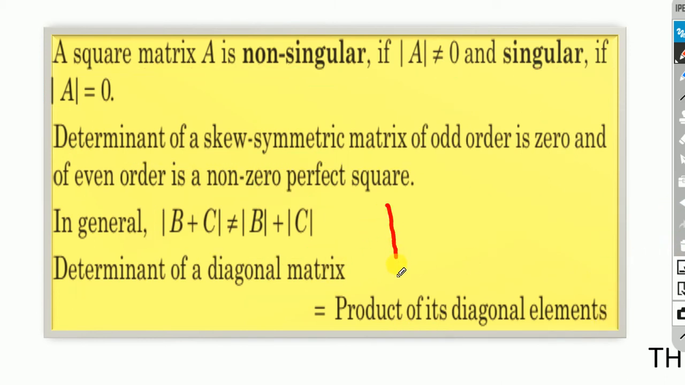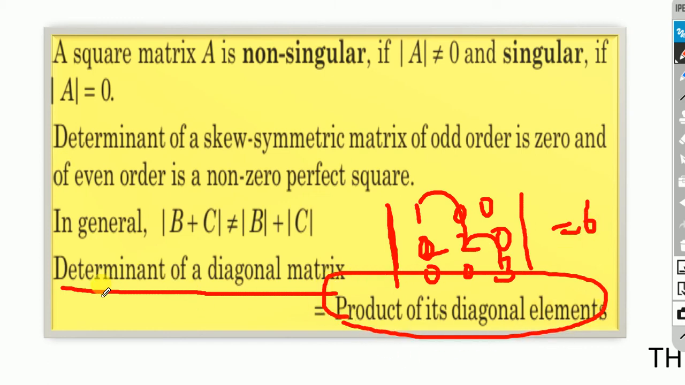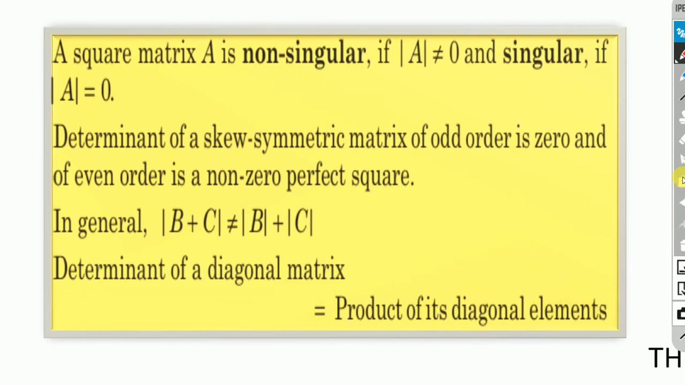So I will consider an example. I have 1 0 0 here, 0 2 0 here, and I will take 0 0 3. This is a diagonal matrix. If you consider the determinant of this diagonal matrix without expansion, I can say that the value is 1 into 2 into 3, which is equal to 6. So the value of the determinant of a diagonal matrix is the product of its diagonal elements.